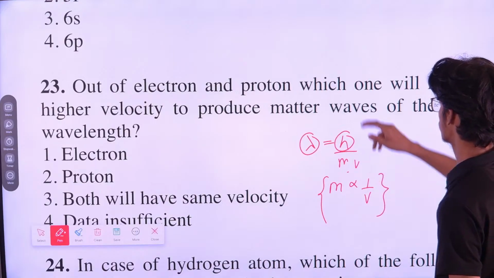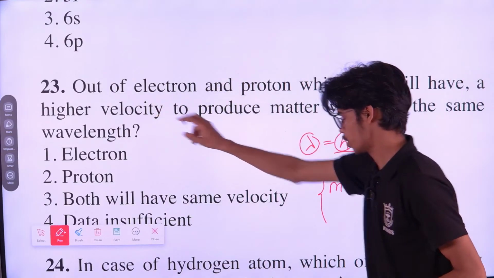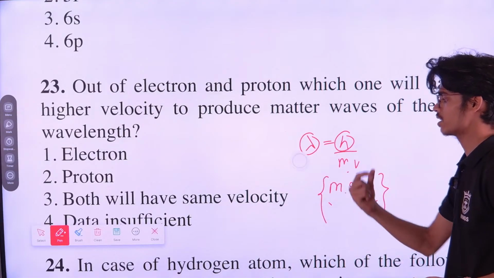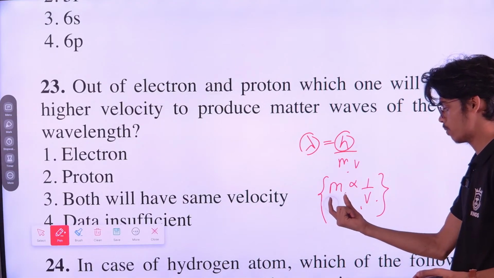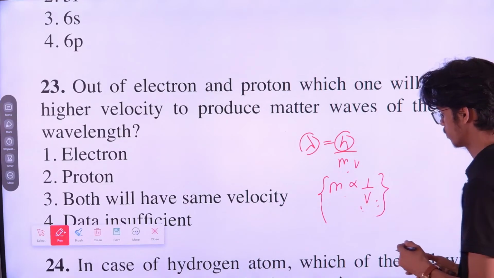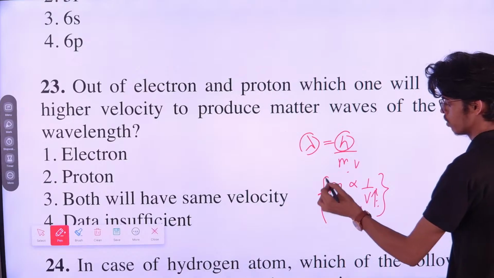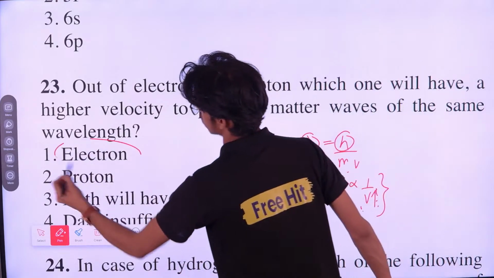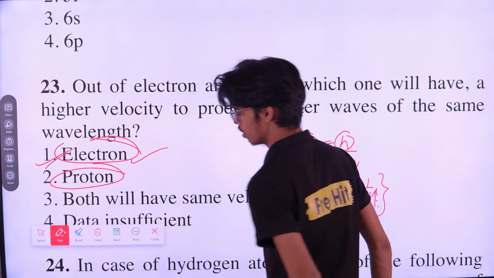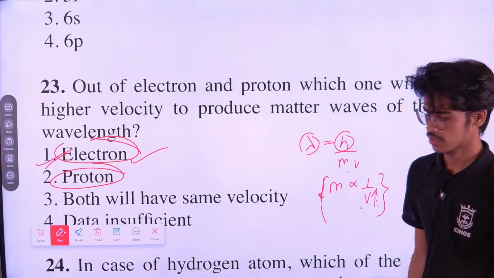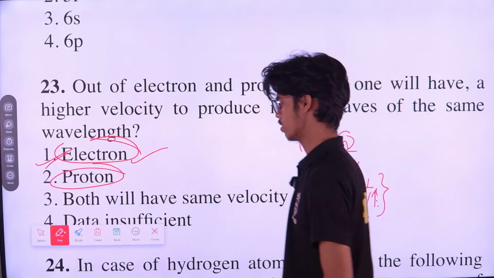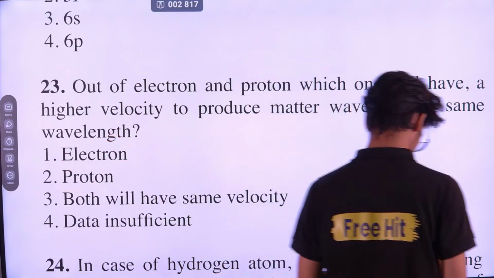So it is asking us which one will have a higher velocity. To have a higher velocity, you should have a lower mass to keep the lambda same for both of them. So m should be lesser, because v is higher. So which one has lesser mass? Obviously electron has a lesser mass. Proton and neutron have nearly the same mass, and the electron has very little mass compared to them, okay. So option number 1 is the right option.